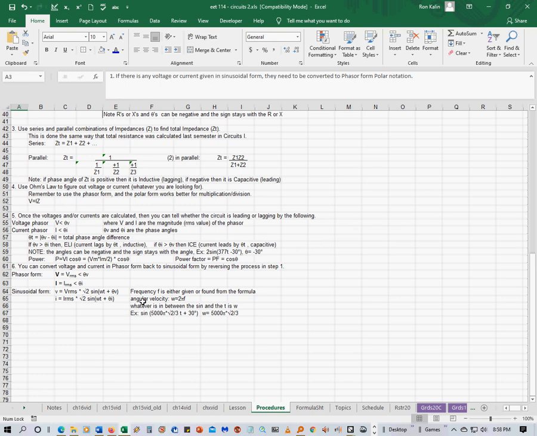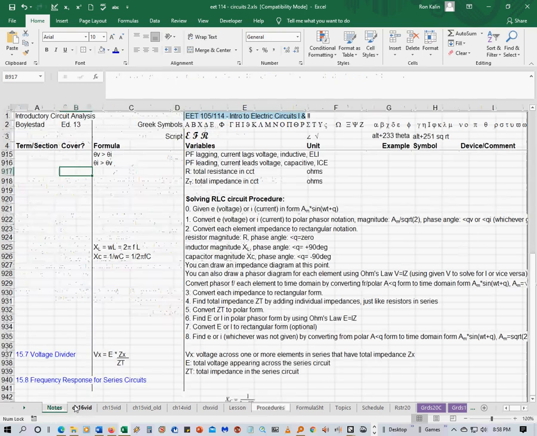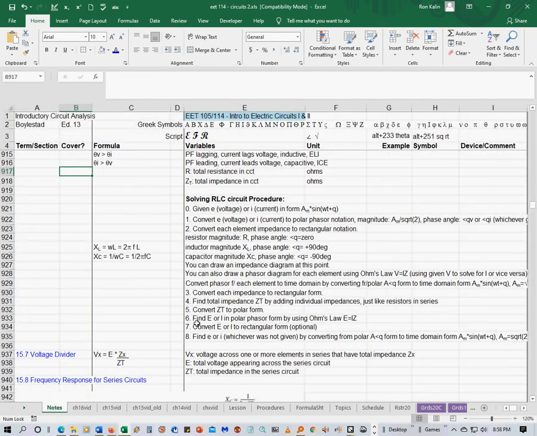And then the frequency F is either given or found with the formula angular velocity omega equals 2 pi F. Whatever is in between the sine and the t is omega. So examples of this: sine of 5,000 pi times the square root of 2 divided by 3, t plus 30. So omega is equal to 5,000 pi times the square root of 2 divided by 3. So that kind of goes through this procedure.